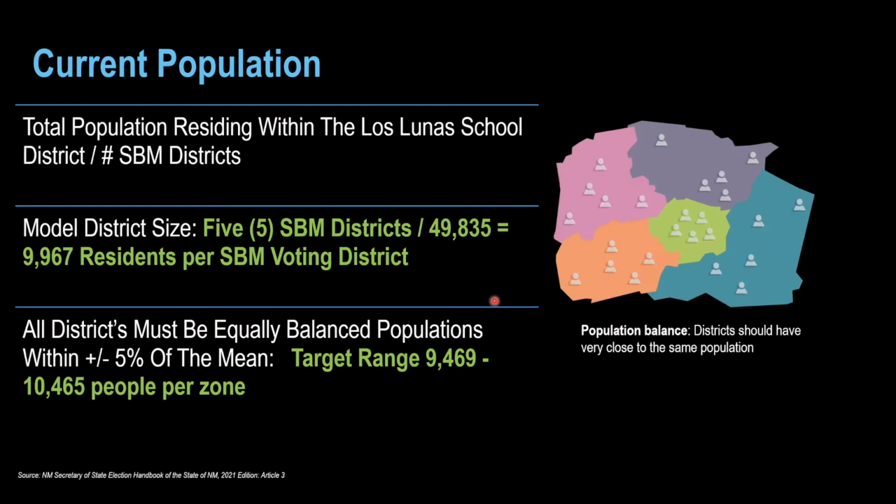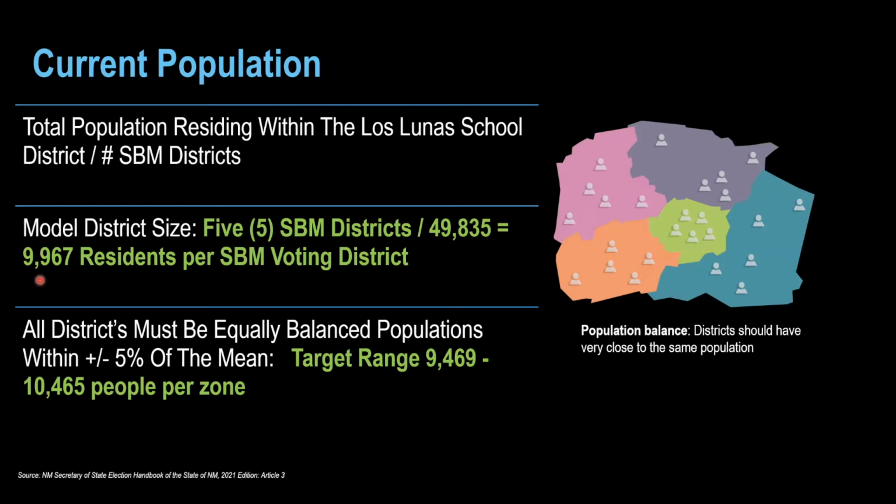When we look at that current population and we start looking at how we balance that between all 5 areas, we take the 5 school board member districts and divide it by the population based on the 2020 census of 49,835. We come out to an ideal population for each school board member voting district of 9,967. So that's where our equal balance comes into play.